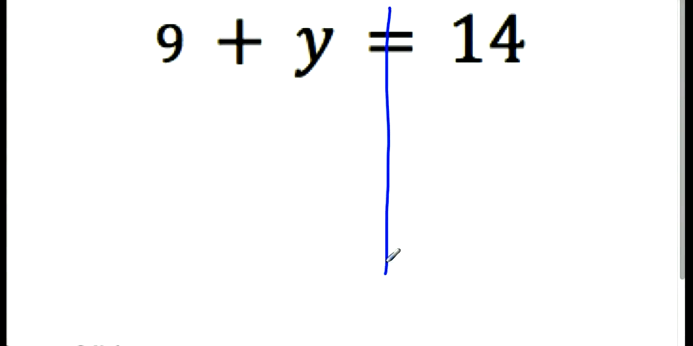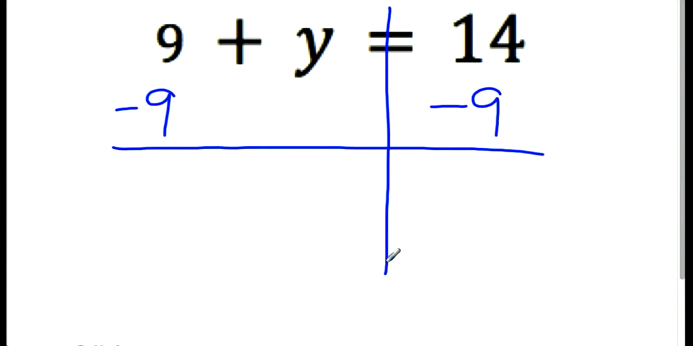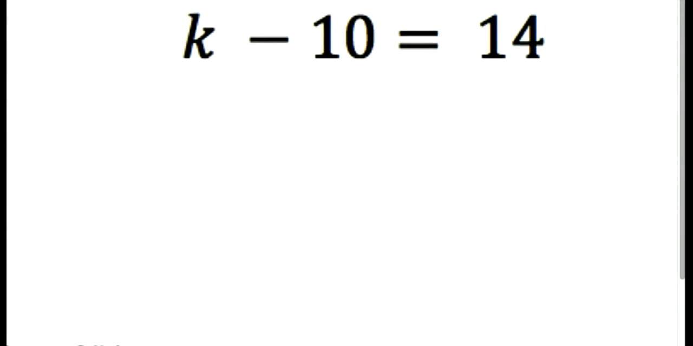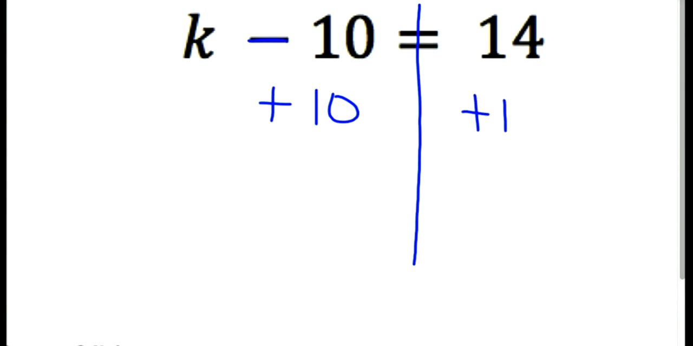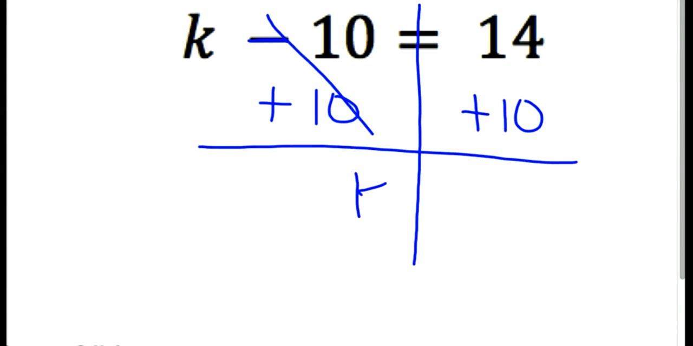Drawing my vertical line. Thinking about my inverse operation, I have a positive 9, so I'm going to show a negative 9 on both sides, or subtract 9. 9 and negative 9 equals 0, so I'm left with y equals, positives are going to win by 5. Drawing a vertical line, the opposite of negative is positive, so I'm going to add 10 to both sides. Negative 10 and positive 10 cancel each other out, so I'm left with k equals, and 14 plus 10 is 24.